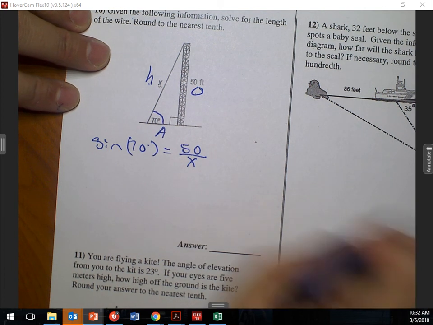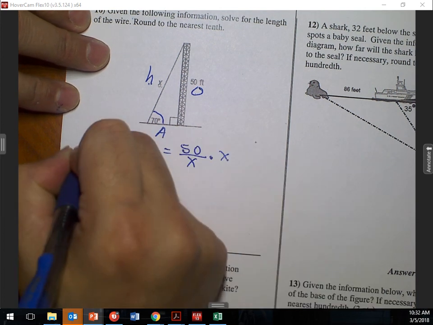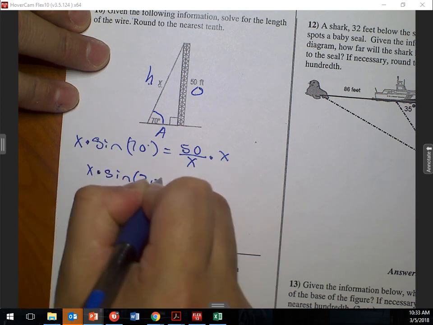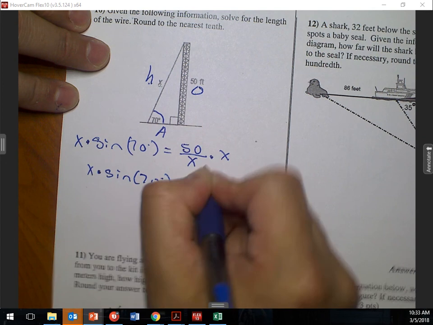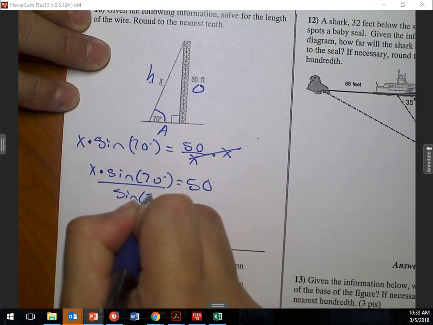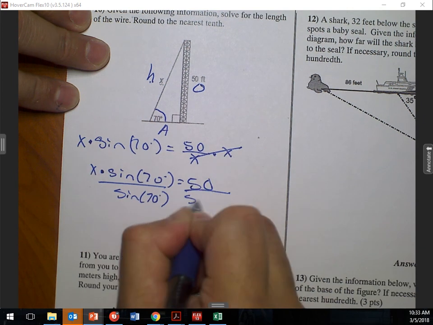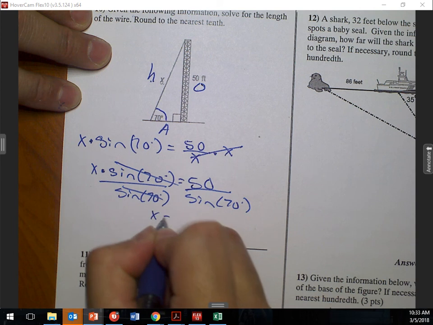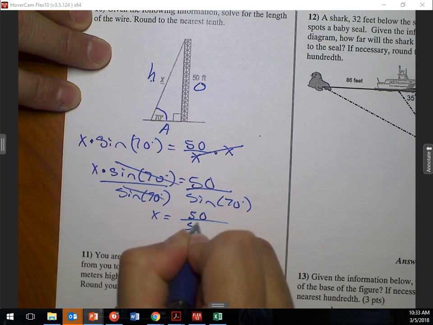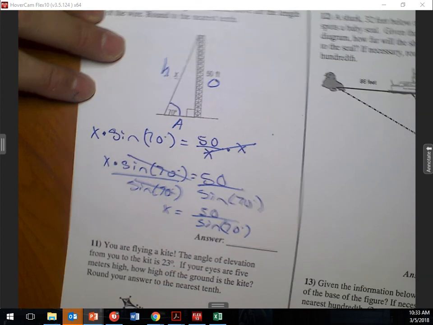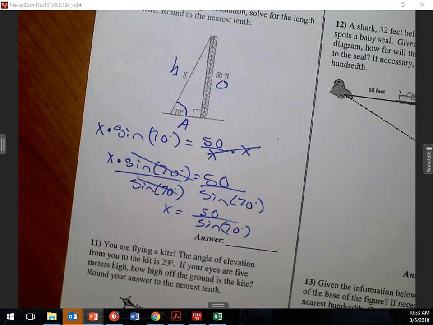Okay. Multiply both sides by x. X times sine of 70 degrees is equal to 50. Now divide by sine 70. X is 50 over sine 70. And in your handy dandy calculators, give me this and round it to a tenth.